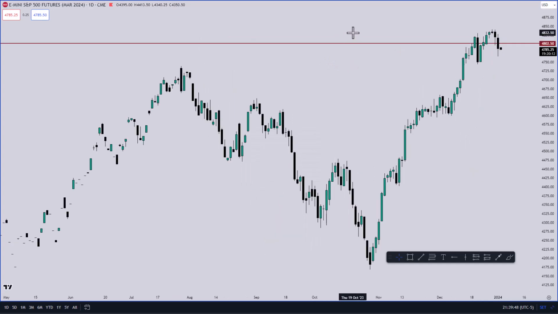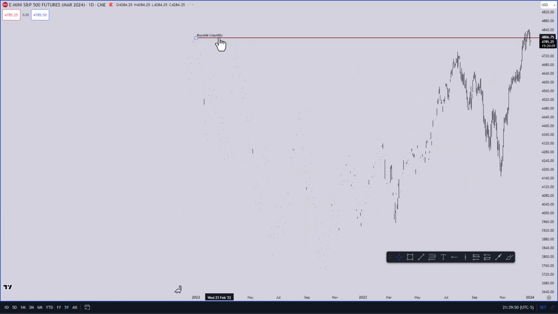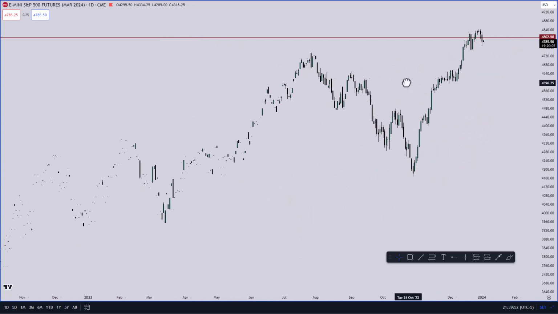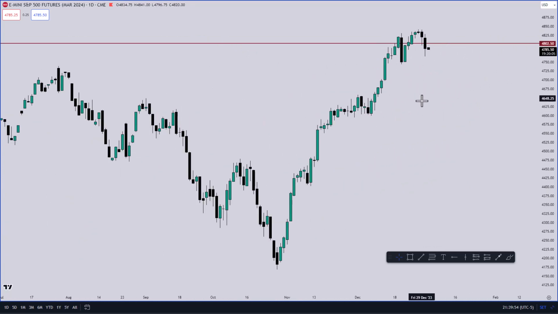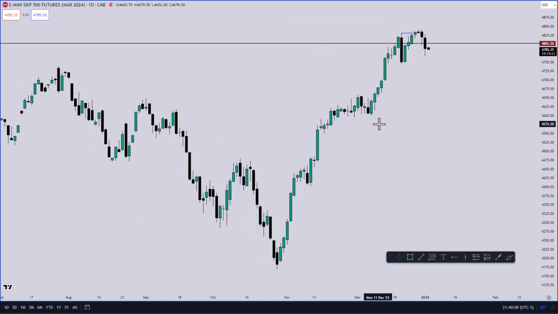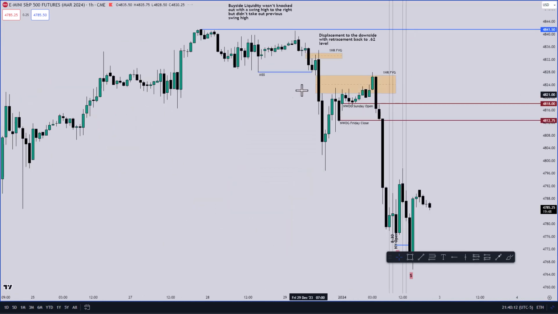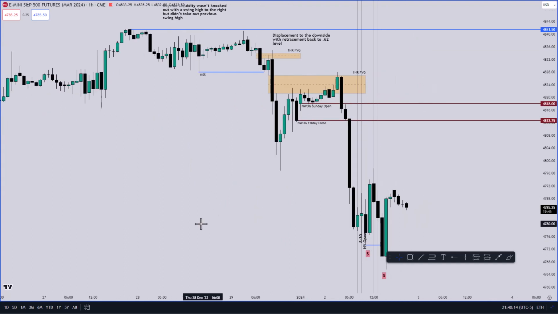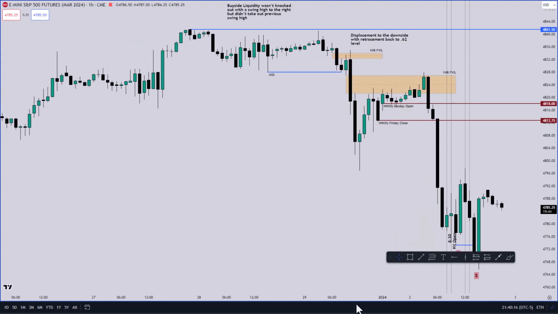Drop down to the daily. This is the same buy side liquidity on a weekly basis, just showing it again. Because we've already taken the buy side, we're not really looking at anything else. We will notice that this buy side on a daily basis has been taken out, but nothing else outside of that. So we'll drop down into the 1 hour chart. On the 1 hour, I have a number of things here.